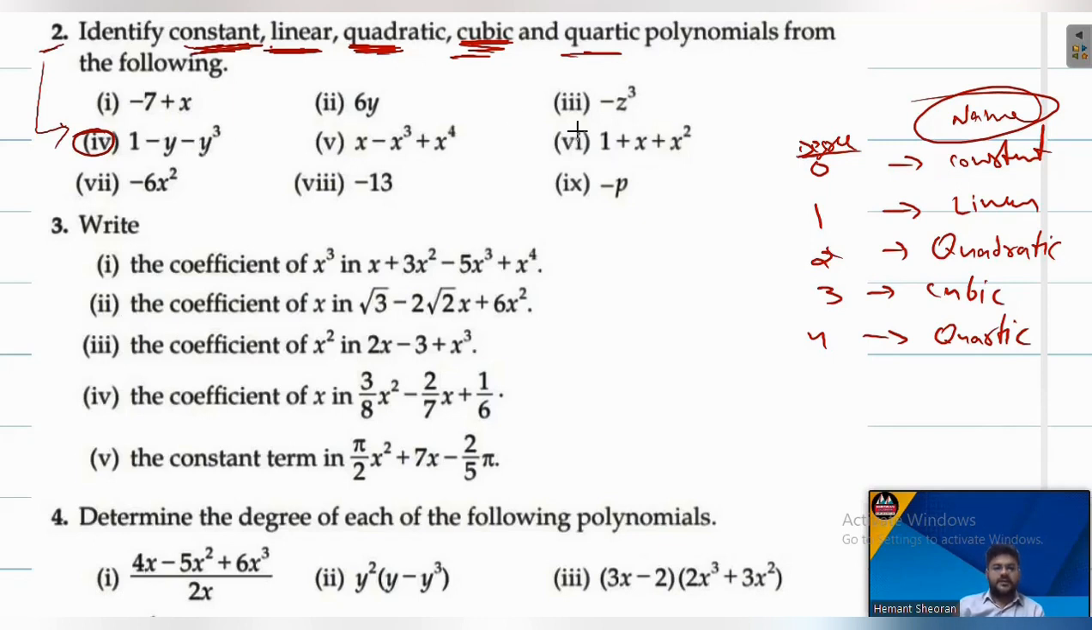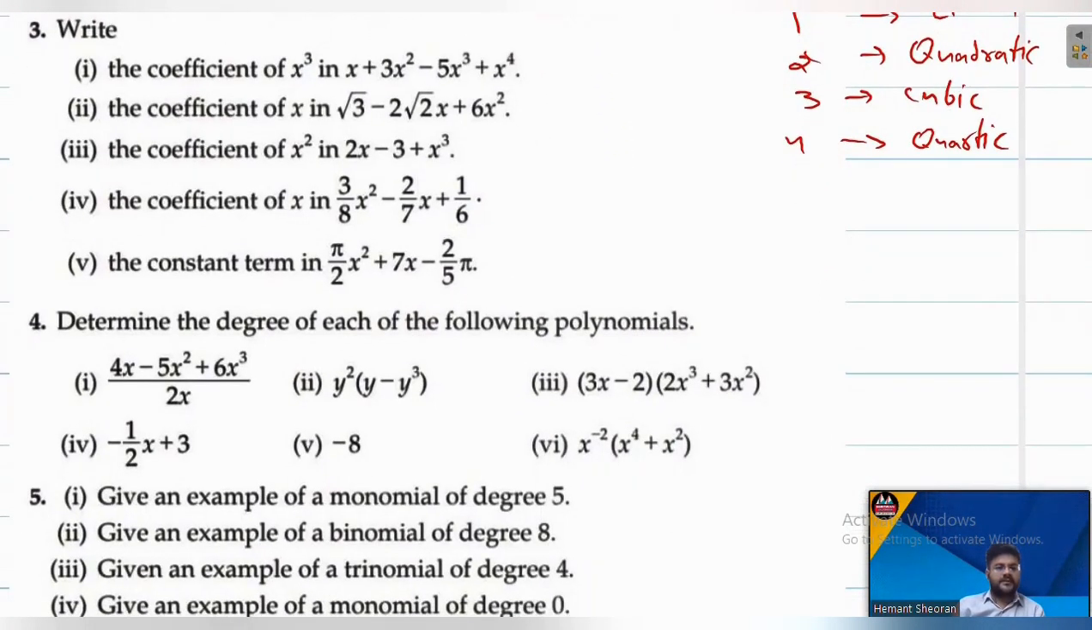Okay, Darshil, what about the sixth one? It's a quadratic. Okay, sixth one is a quadratic, good. Then what about this eighth one, Ahana? It's a quadratic as well. Okay, good. So we are comfortable with this one. We can easily tell the names.